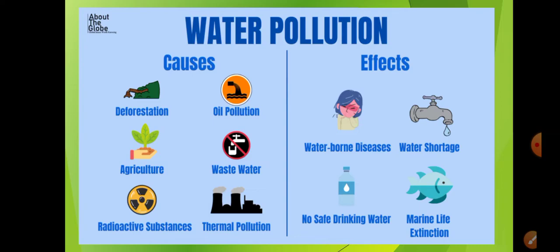Like deforestation, cutting down of trees, leads to water pollution as well, because when you cut the trees, you make the soil very prone to soil erosion and all. Along with that, the water can also get polluted, like oil pollution, as I was discussing with you all. Oil spillage takes place in water bodies.